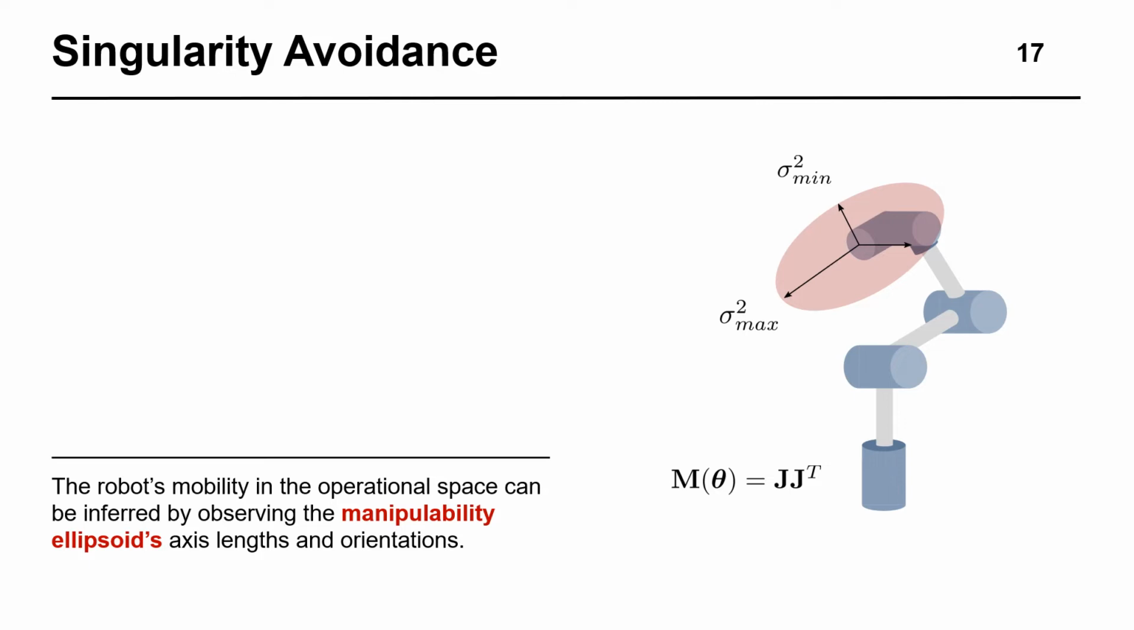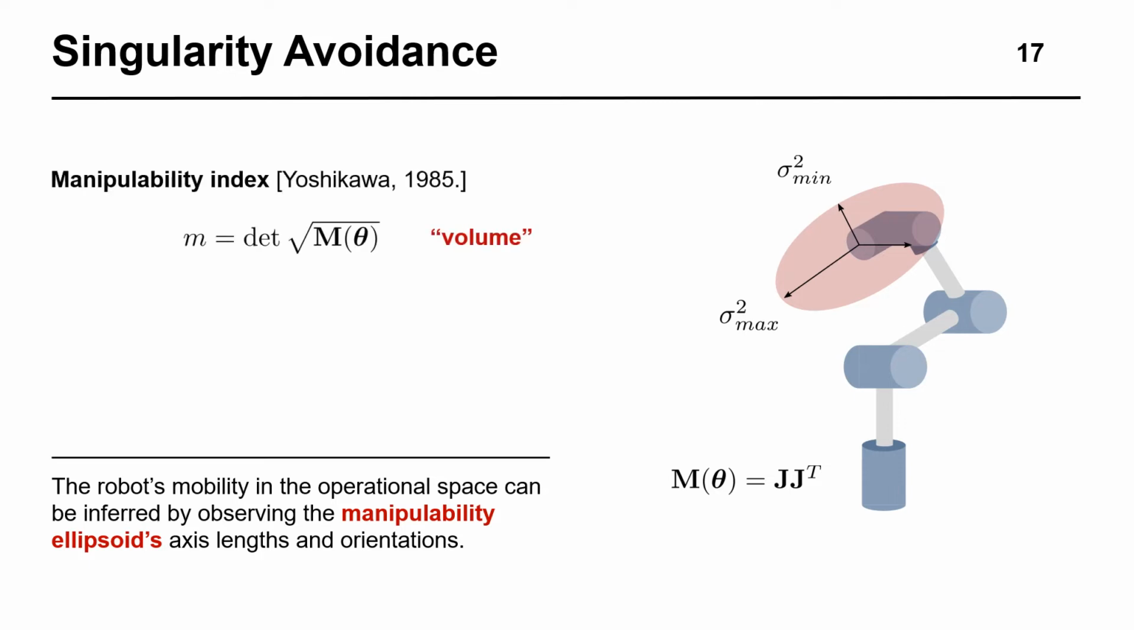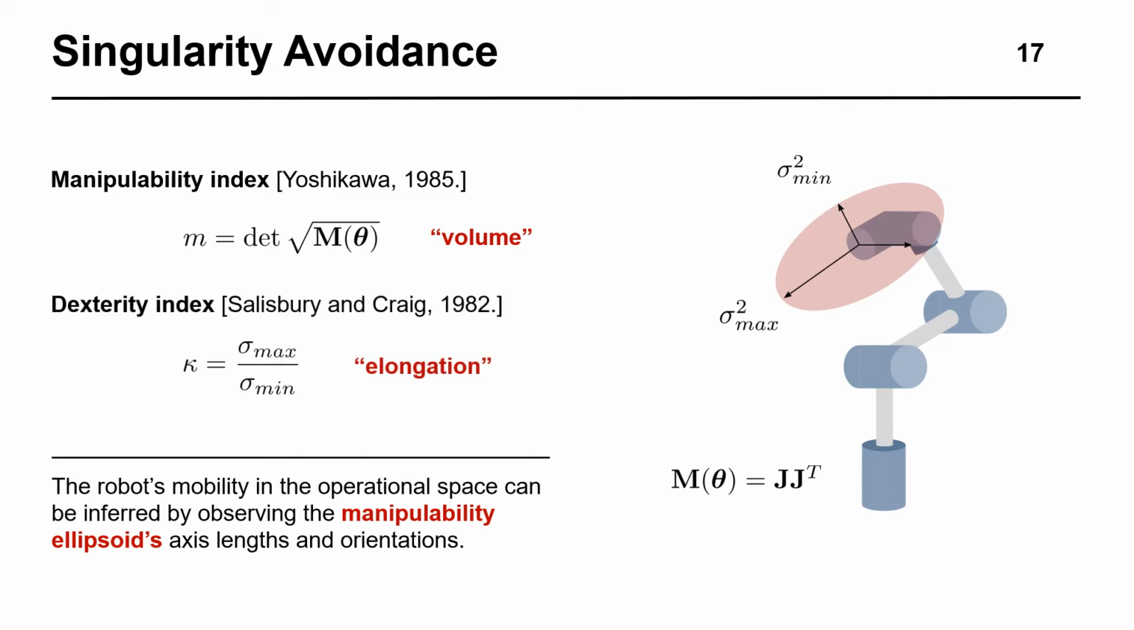This interpretation has previously been used to develop indices which are optimized as part of a planning or control algorithm. The manipulability index is proportional to the volume of the manipulability ellipsoid and is often used with gradient-based optimization methods. Another common index is the so-called dexterity index, which can be related to the ellipsoid's elongation.